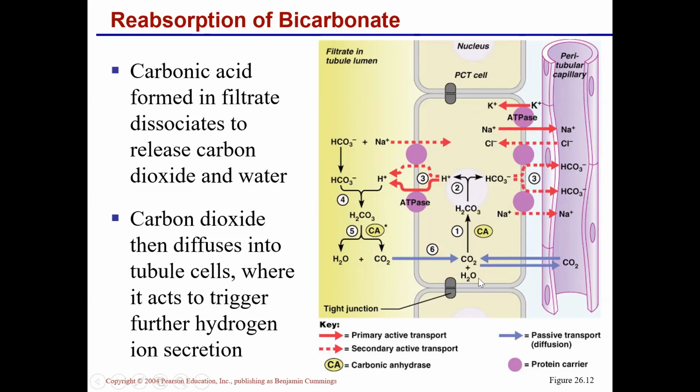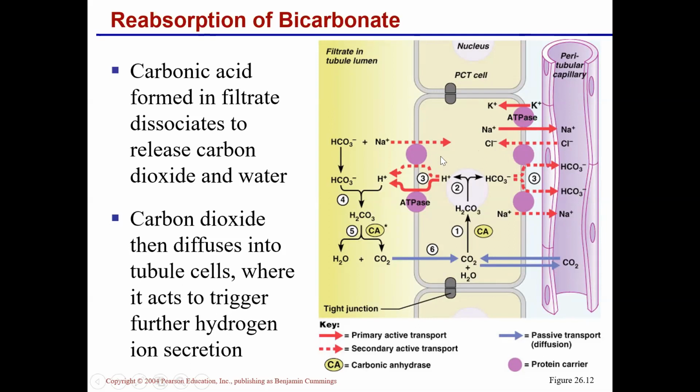So you saw this diagram before. Here is the filtrate. Okay, these are the proximal convoluted tubule cells. Okay, cuboidal cells, and on this side is the blood capillary. So you have two sides of the membranes. This side is called the apical membrane facing the filtrate. This side is called the basolateral membrane facing the blood capillaries. And on these membranes, there are different transport systems.